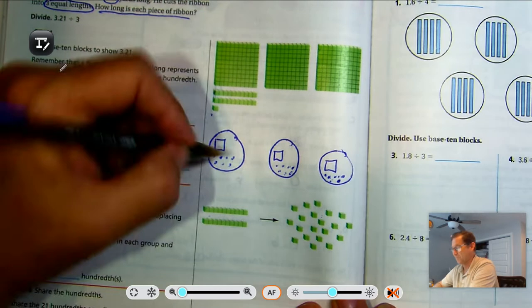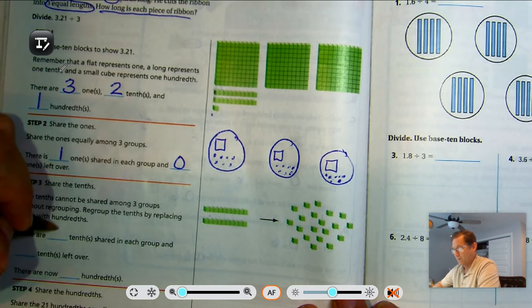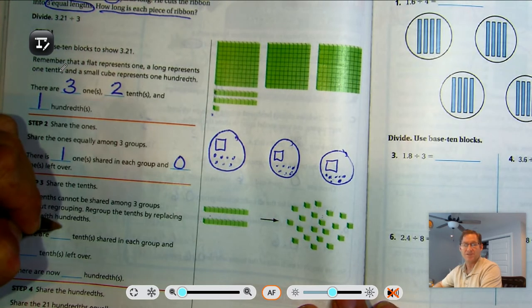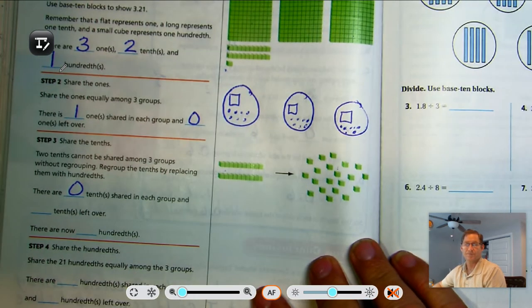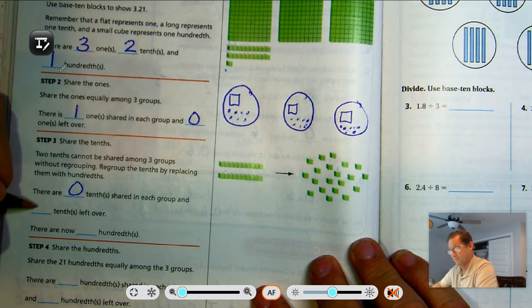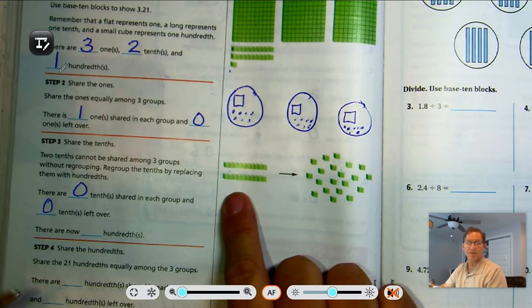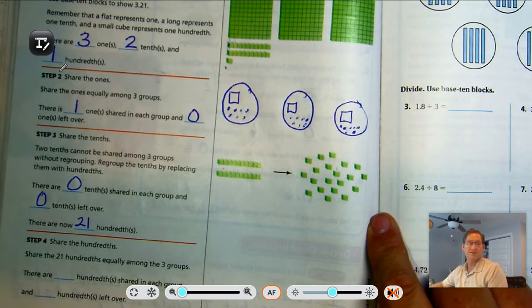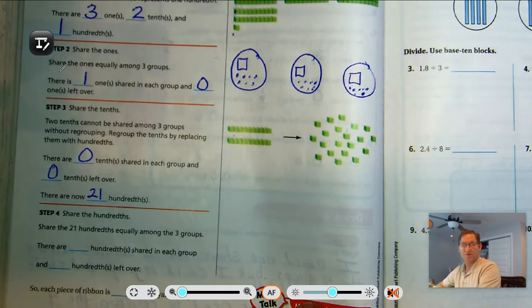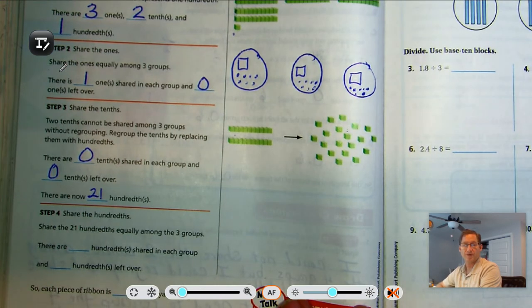We'd have 7 dots. So how many tenths are shared in each group? There aren't any. We don't have any tenths left. We have 0 tenths left over because we regrouped them as 21 hundredths. Then we shared the 21 hundredths equally among the 3 groups.